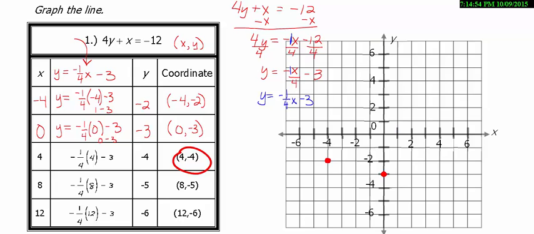So let's plot that. We start with the 4. That means it's positive. It moves right 4. 1, 2, 3, 4. Negative 4, it means move down 1, 2, 3, 4. And hopefully we can see that these ordered pairs are starting to form a line.